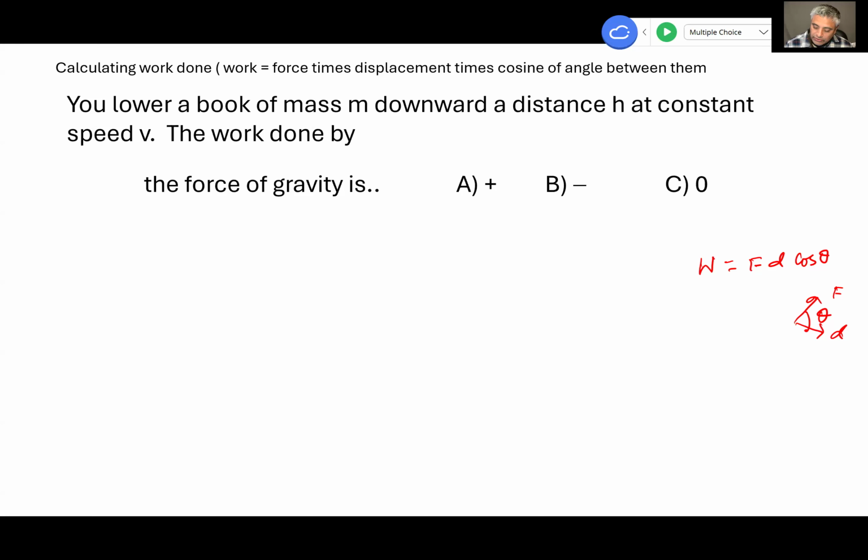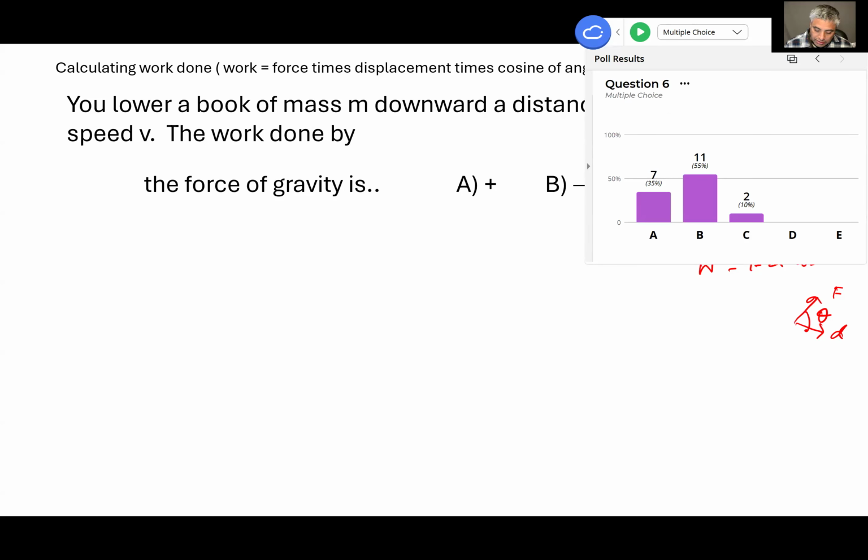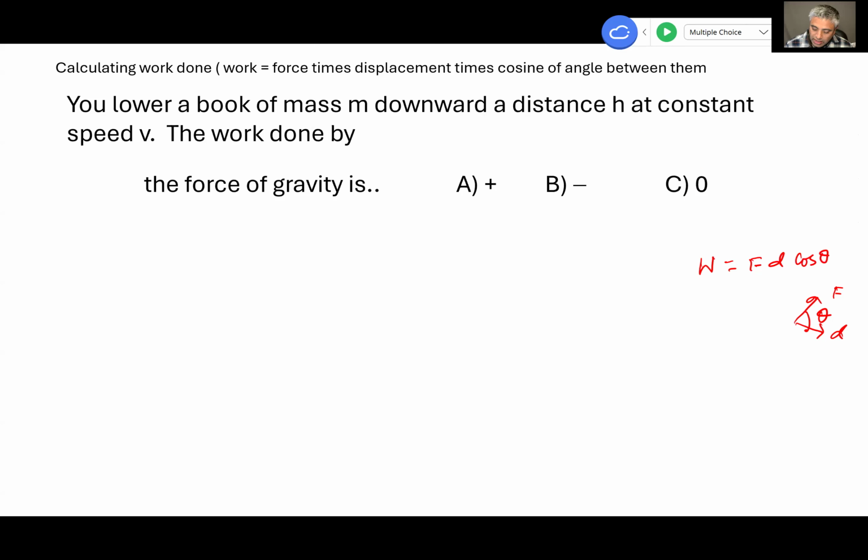Let's see what we got here. So mostly B, but there are some A and C as well. So work done by gravity. Gravity always does negative work. Is that correct? I don't know what you are thinking, but I don't want to remember like that. I want to remember this technique and use it.